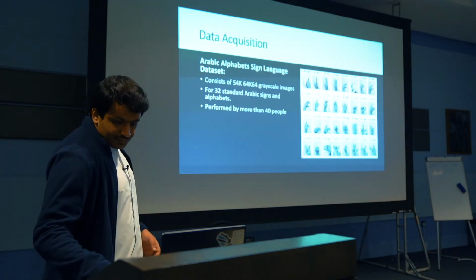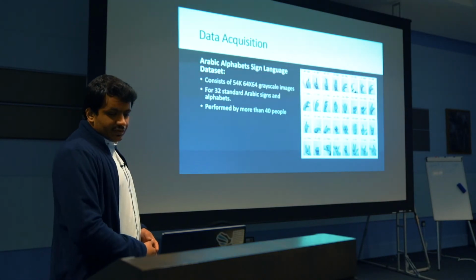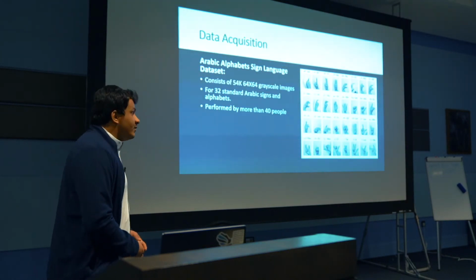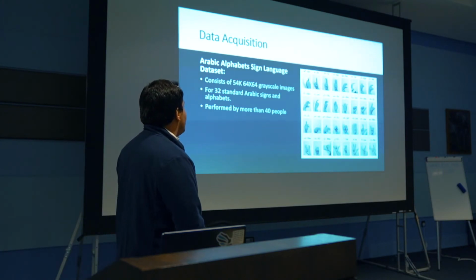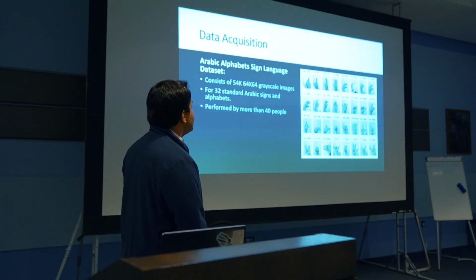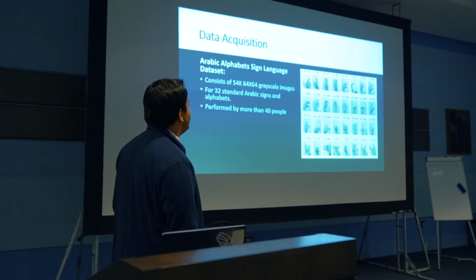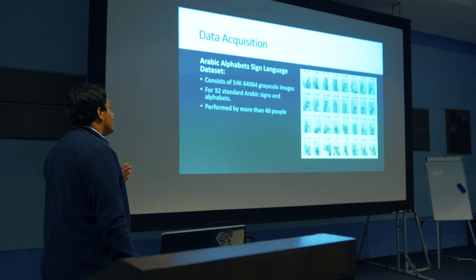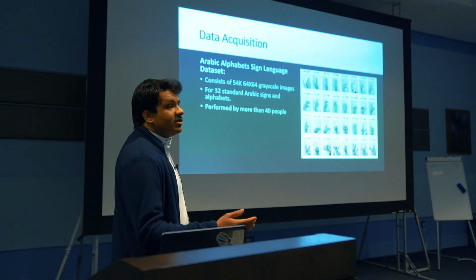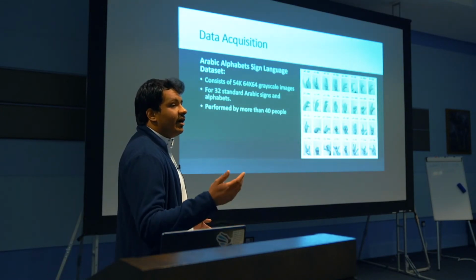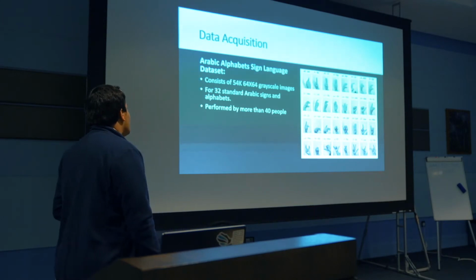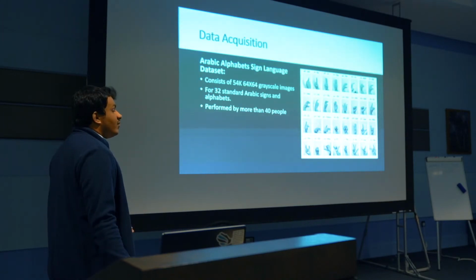The dataset that I'm using is provided by Prince Mohammad University. It's about 50,000 images, 64 by 64 grayscale images. It covers 30 standard Arabic sign alphabets, the alphabets in addition to Lam-Alif and these things, and it was performed by 40 volunteers.